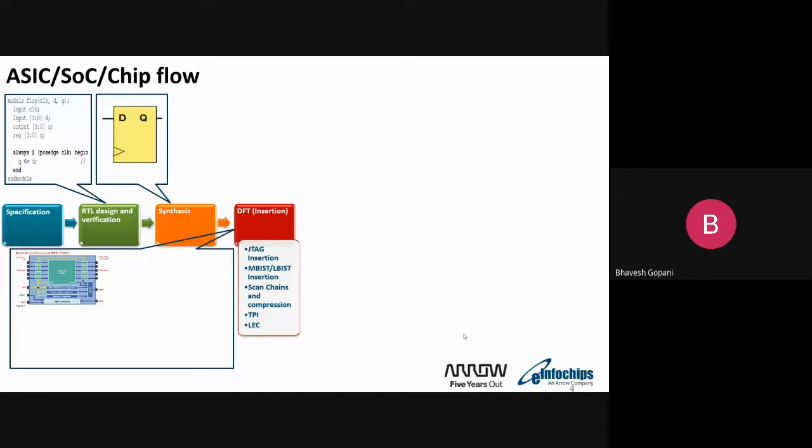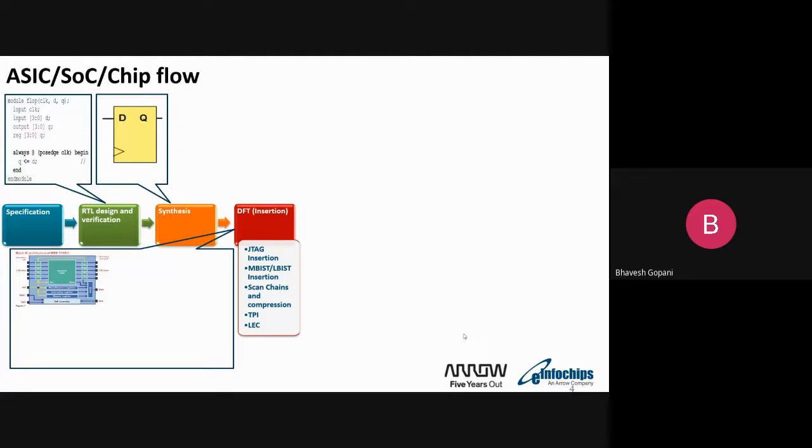So the next step would be DFT. In DFT, what do we need to do? Once the netlist is ready, we need to make this design testable. In order to make the design testable, we need to perform certain architecture, flows or steps in order to insert the DFT. For example, a JTAG based structure, MBIST based insertion for the memories to be tested.